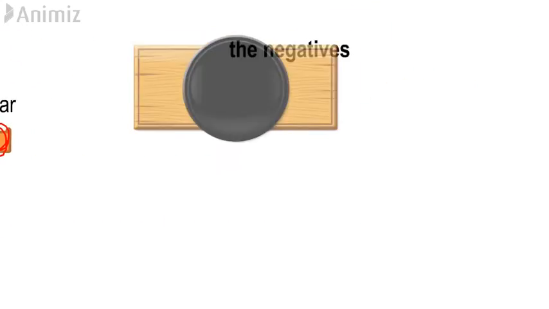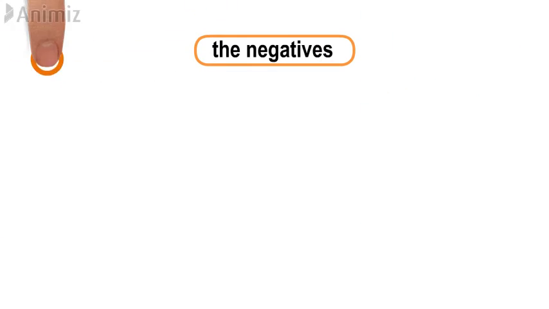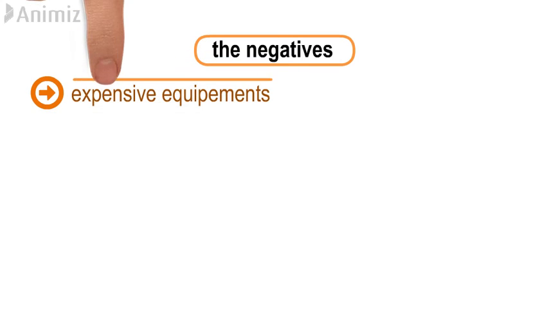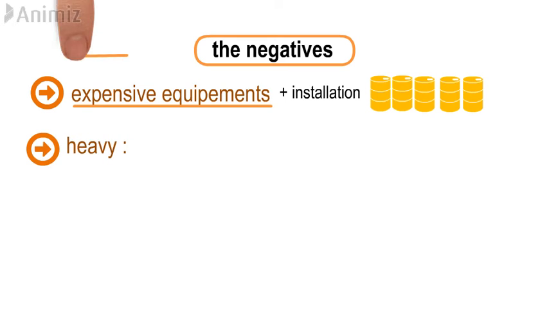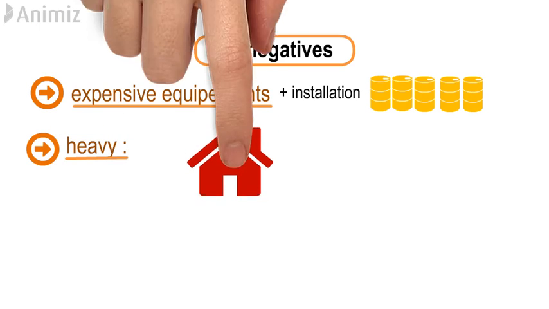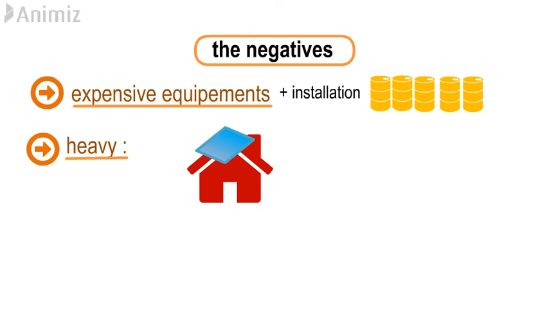And of course, everything has a dark side. The dark side of solar energy is the expensive solar equipment. Purchasing and installing it can cost a lot of money. And if your roof is not large and strong enough, you may destroy your home if you try to install the equipment above it, because the panels are very heavy, so the roof must be strong, large, and oriented toward the sun's path.